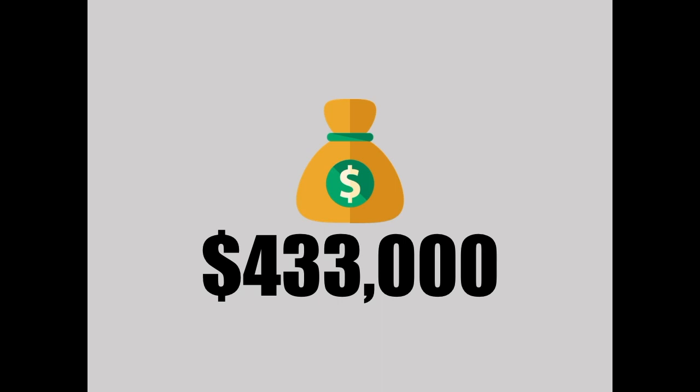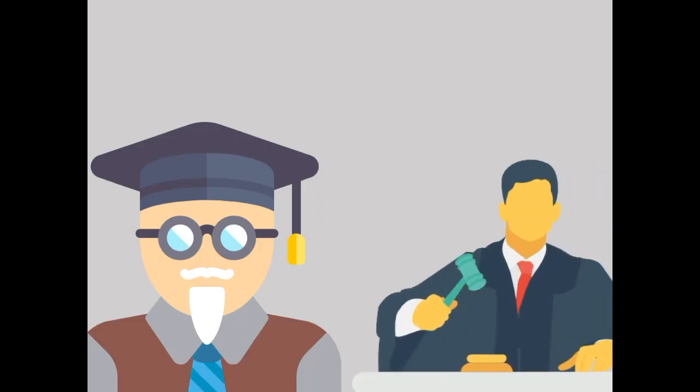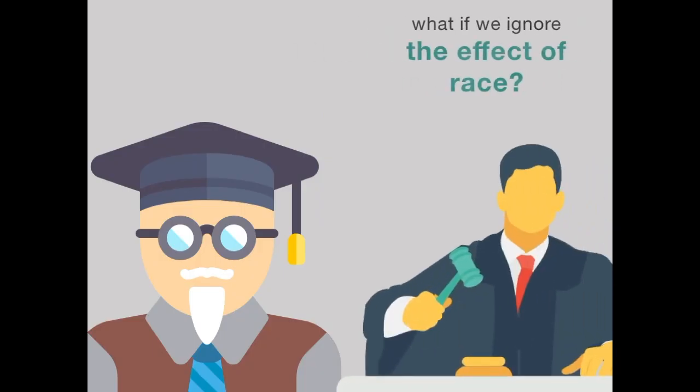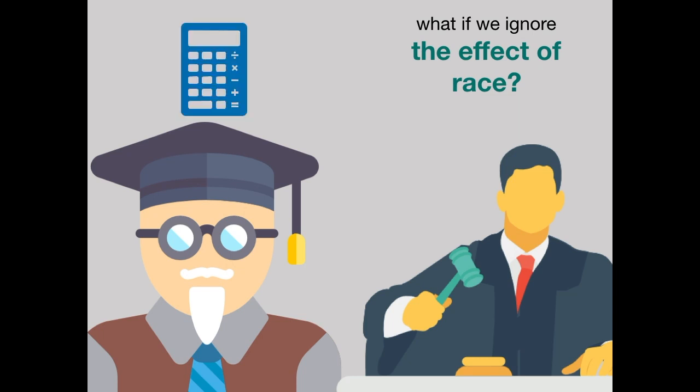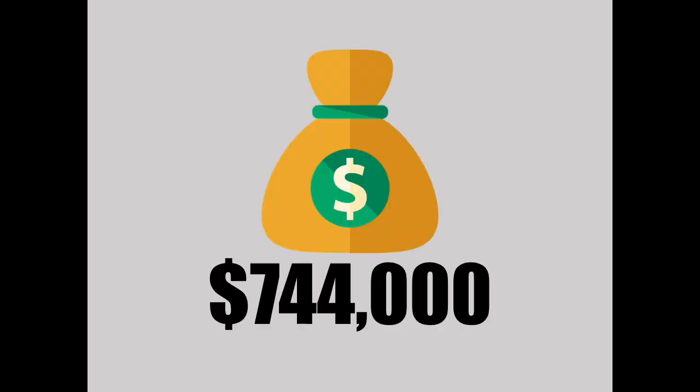The judge then asked a question that Dr. Randall had never heard before. What happens if you ignore the effect of Mr. Johnson's race? Well, in that case, Dr. Randall's formula spat out a completely different number, $744,000, far from Randall's first calculation of $433,000. So how did he get there?